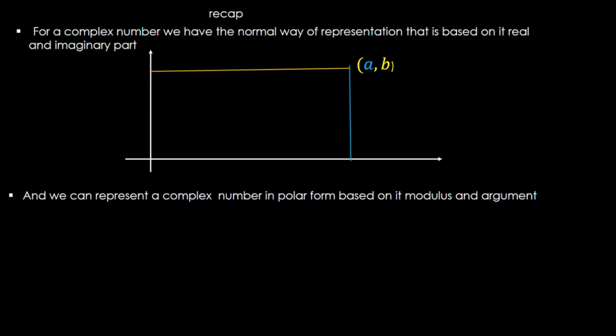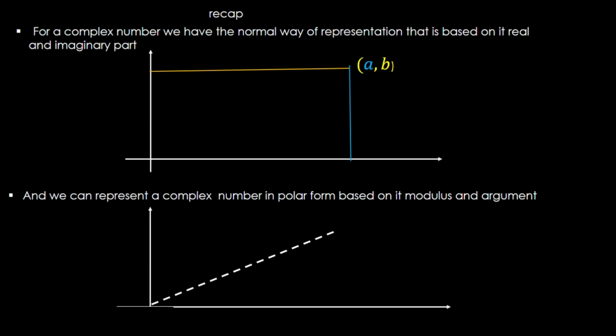And you can represent a complex number in polar form. Here is just a recap; we are trying to recapitulate everything we did in this chapter 1. In polar form, we can represent it in terms of r and theta, r being the modulus and theta being the argument.